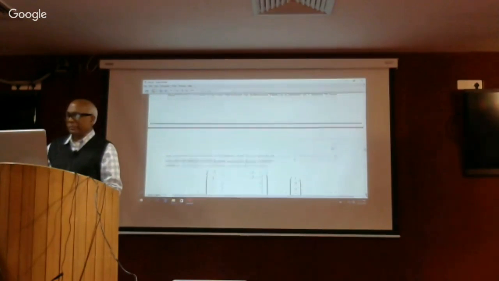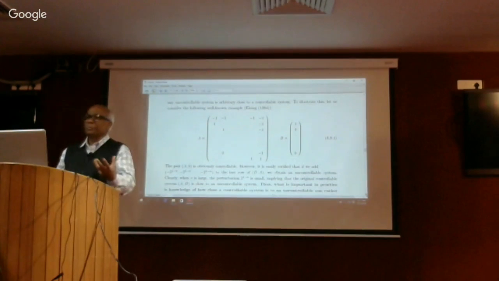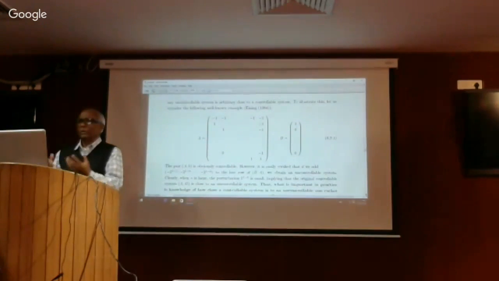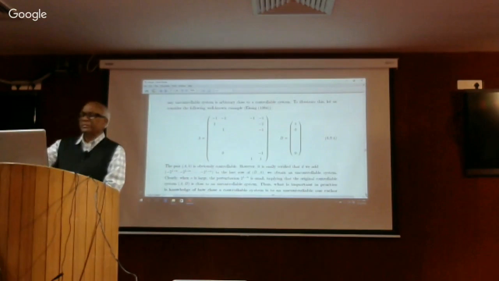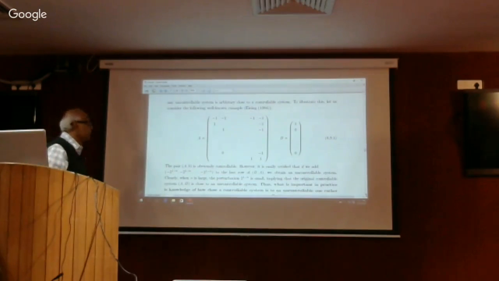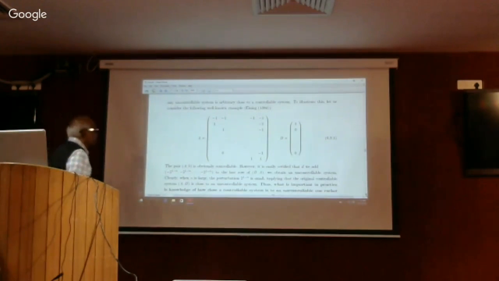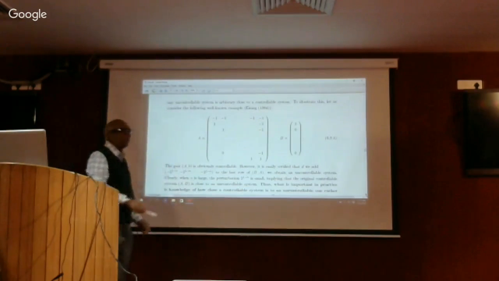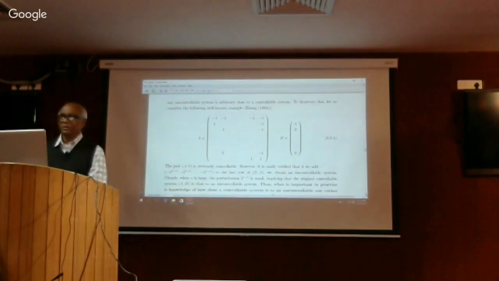Again, we can give a simple example to show that what I'm saying has some meaning. Suppose you take this matrix A and the pair B. Can you easily see that this is a controllable system, or not?